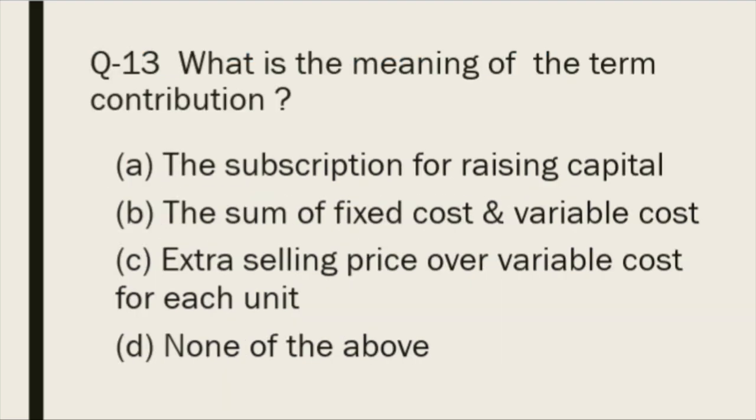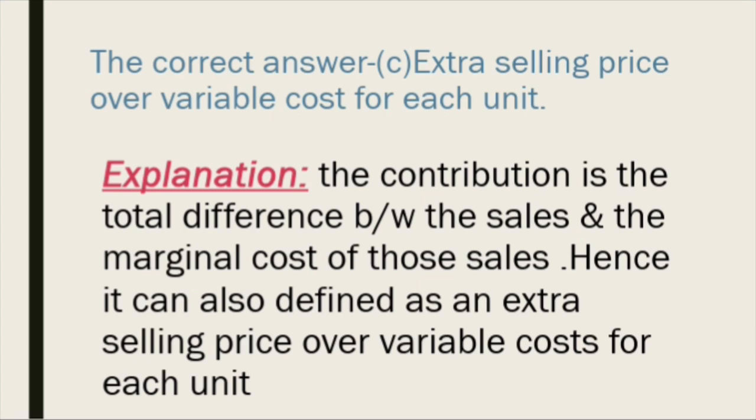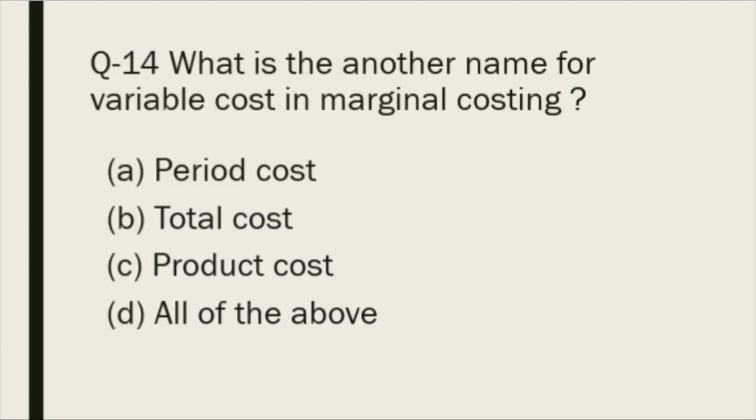Next question. What is the meaning of the term contribution? The options are the subscription for raising capital, the sum of fixed cost and variable cost, extra selling price over variable cost for each unit, none of the above. The correct answer is extra selling price over variable cost for each unit. Explanation is the contribution is the total difference between the sales and the marginal cost of those sales. Hence, it can also be defined as an extra selling price over variable cost for each unit.